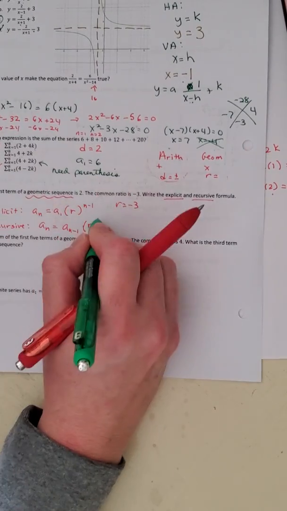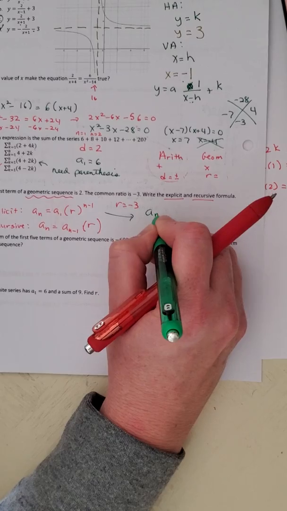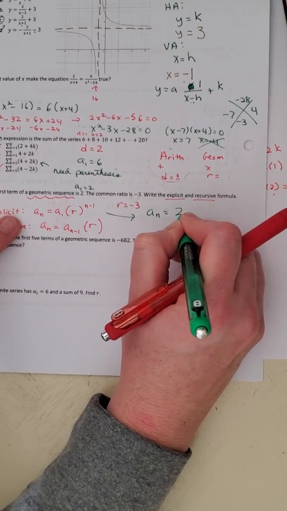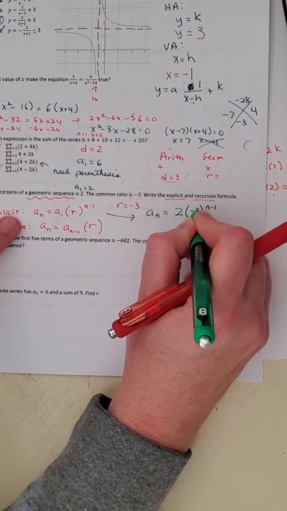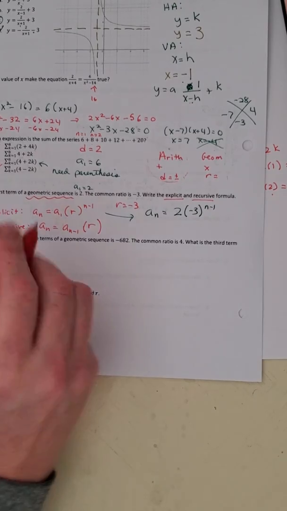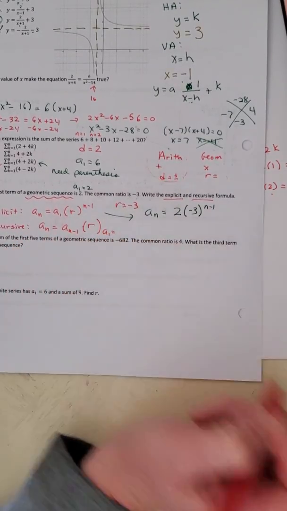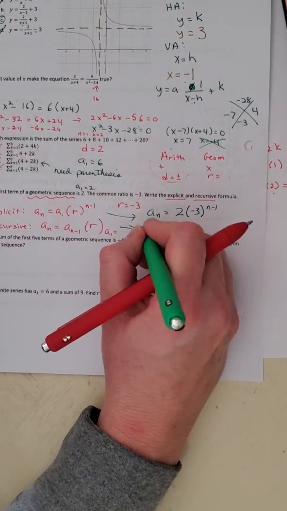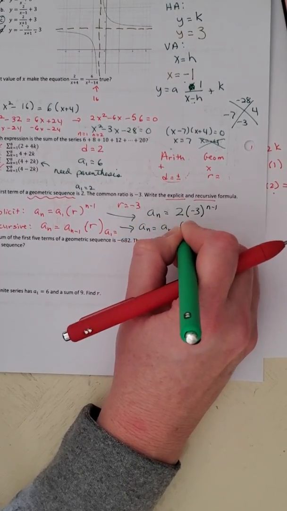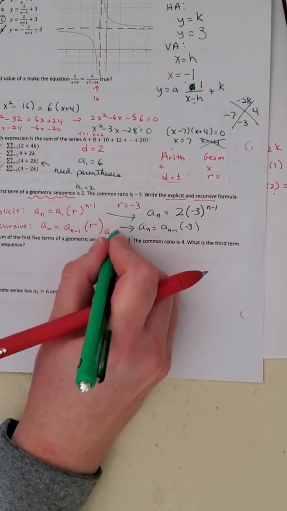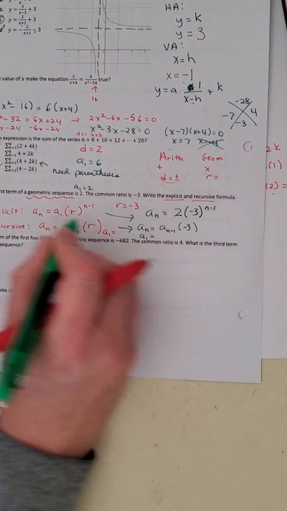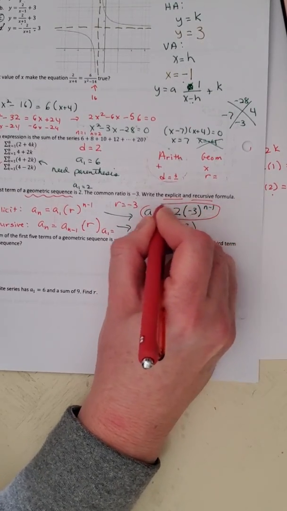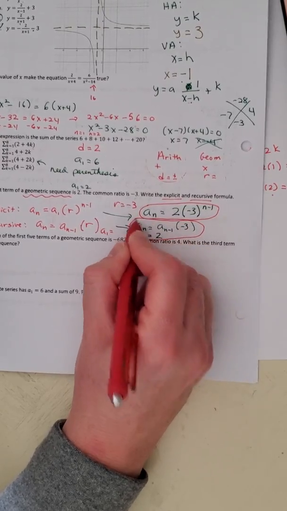Okay, so in this case, our explicit formula would be a_n equals a1. a1 is 2. So 2 times r to the n minus 1, and r is negative 3. Done. Now with recursive, I want to remind you, you always need to mention what a1 is. Otherwise, this formula is useless. So a_n equals a_(n-1) times negative 3. Done. But we need to mention that a1 is 2. All right, so there's the explicit formula, and this is the recursive formula, including our a1.